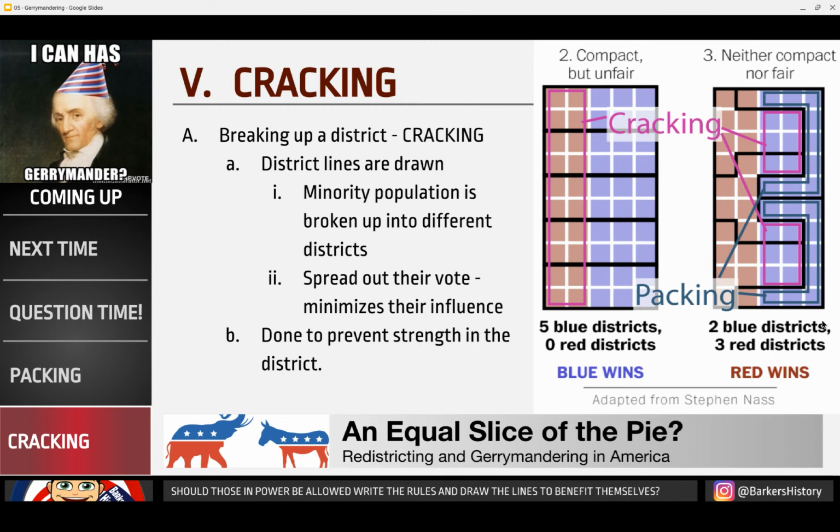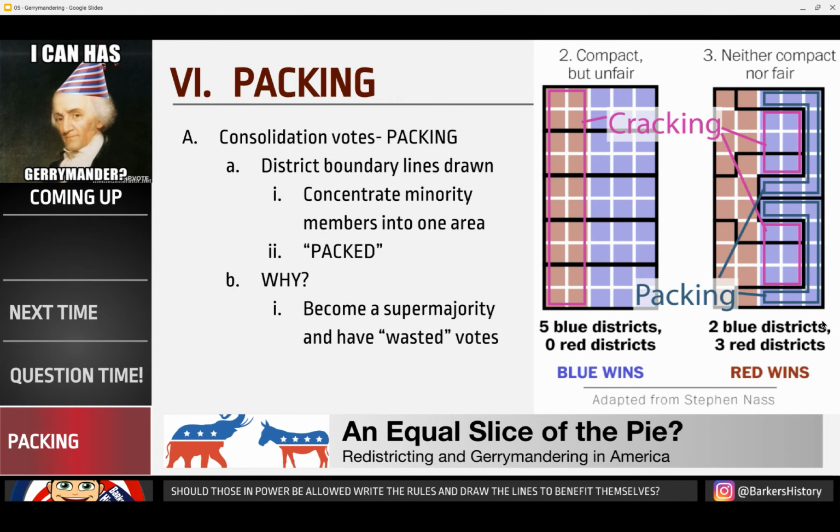So that's cracking. But then you might make a new district around them that's packed, that's almost all blue, other than maybe 1 or 2 people, and all those people are packed in there. The important thing about cracking is, district lines are drawn, and the minority population is broken up into different districts. They are cracked like a window, right? It's broken up into many different pieces. It spreads out the vote.